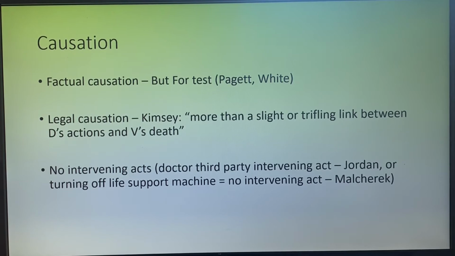In White, he tried to poison his mum, but his mum had a heart attack before she drank the poison. So in that case, but for his actions, she would have died anyway. So it's the opposite actually. He didn't factually cause her death. So just bear in mind, Pagett and White are sort of opposite uses of the but-for test.